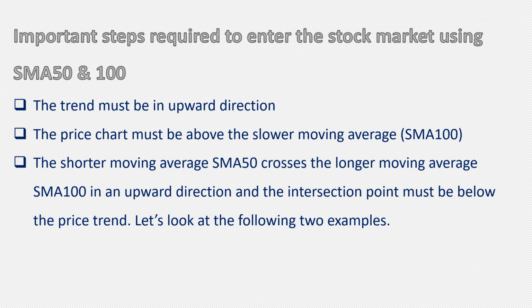Important steps required to enter the stock market using SMA 50 and 100. First, the trend must be in an upward direction. Second, the price chart must be above the slower moving average, SMA 100. And finally, the shorter moving average SMA 50 crosses the longer moving average SMA 100 in an upward direction, and the intersection point must be below the price trend. Let's look at the following two examples.